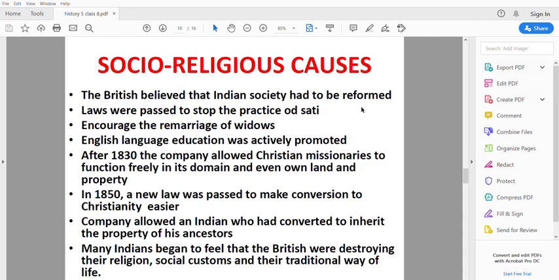After 1830, the company allowed Christian missionaries to function freely in its domain and even own land and property. In 1850, a new law was passed to make conversion to Christianity easier. The company allowed an Indian who had converted to inherit the property of his ancestors. Many Indians began to feel that the British were destroying their religious and social customs and their traditional way of life.